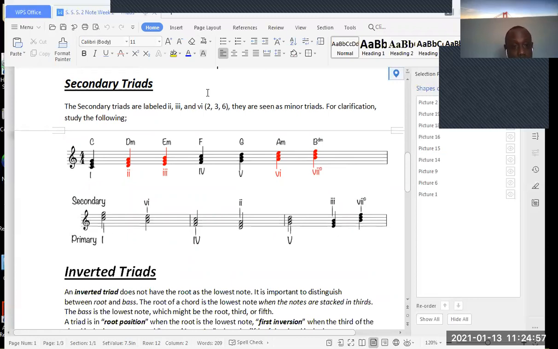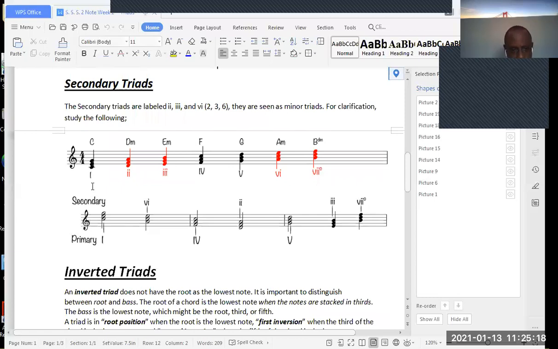The primary triad and the secondary triad. We have done all this before, but let's just take a look at it again. Now, secondary triad. The secondary triads are labeled 2, 3, and 6, and they are known as what? As minor triads. For clarification, study the following.